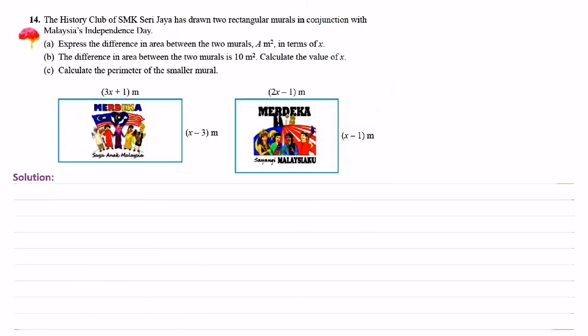Question number 14. The History Club of SMK Srijaya has drawn 2 rectangular mirrors in conjunction with Malaysia's Independence Day. A. Express the difference in area between 2 mirrors A meter square in terms of S.